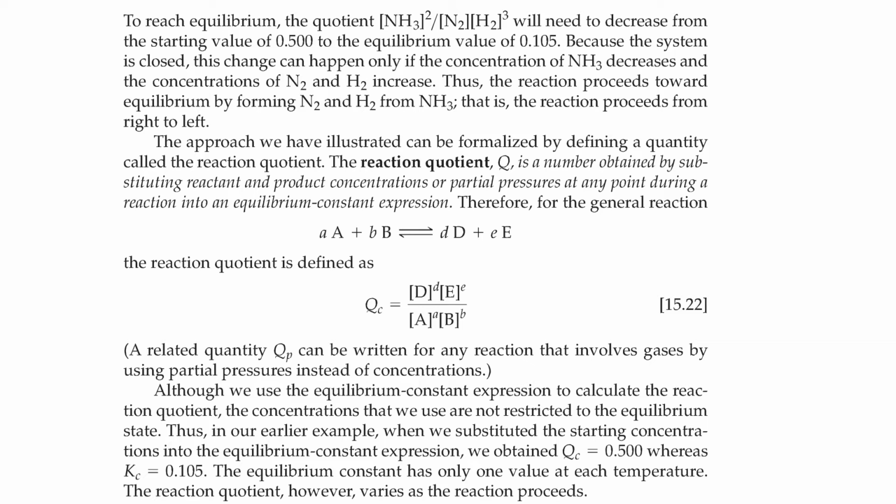0.105. Because the system is closed, this change can happen only if the concentration of ammonia decreases and the concentrations of nitrogen and hydrogen increase. Thus, the reaction proceeds towards equilibrium by forming nitrogen and hydrogen gases from ammonia. That is, the reaction proceeds from the right to the left.